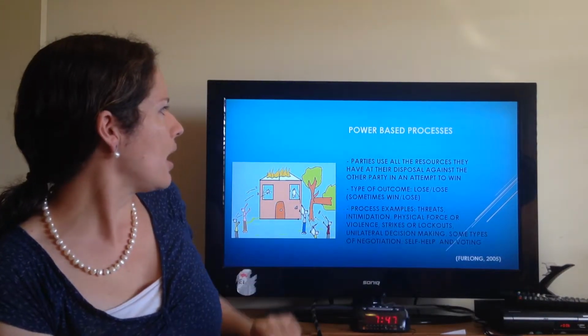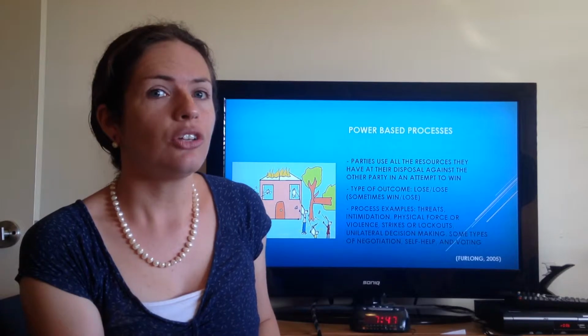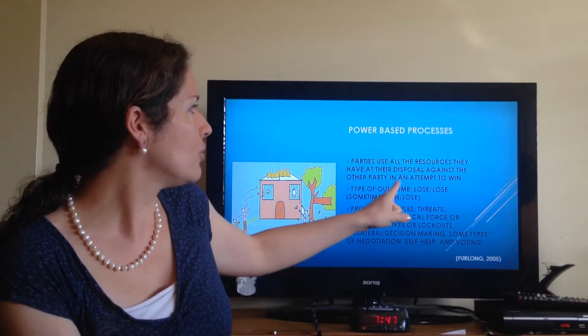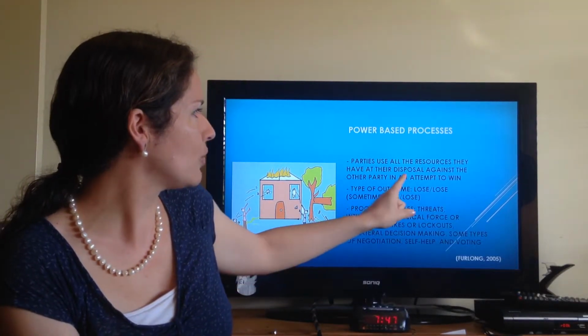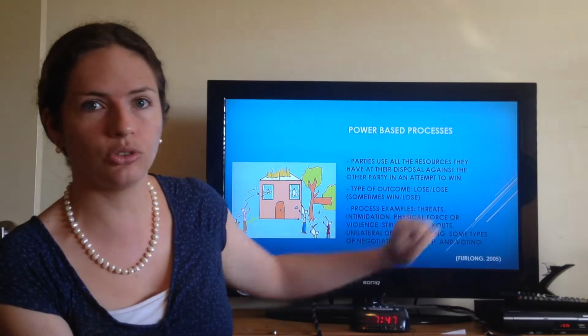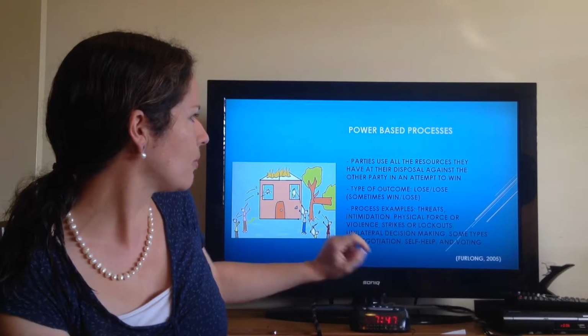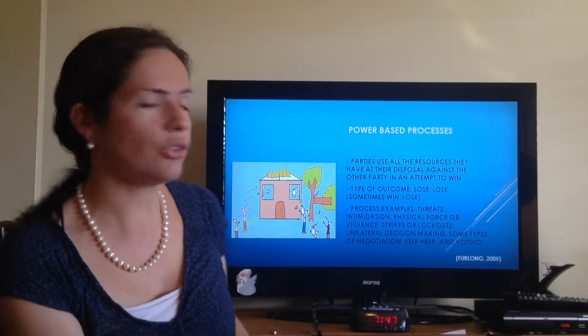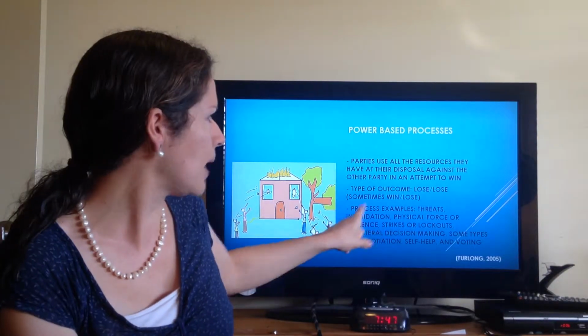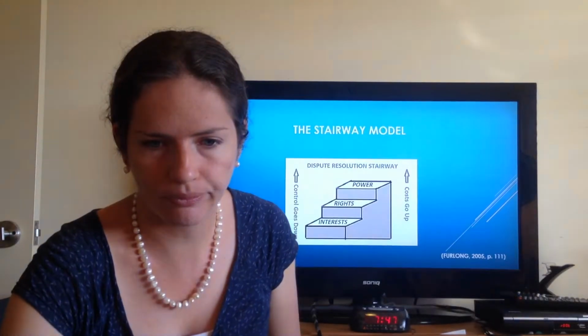Power-based processes usually refer to the situations when parties are using all the resources they have at their disposal against the other party in an attempt to win. Some examples are threats, intimidation, physical force, or violence. The type of outcome is usually a lose-lose situation and sometimes a win-lose situation.